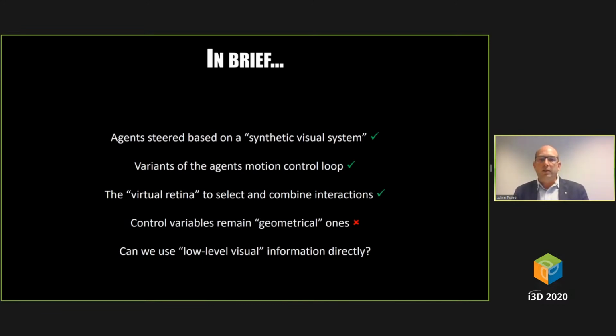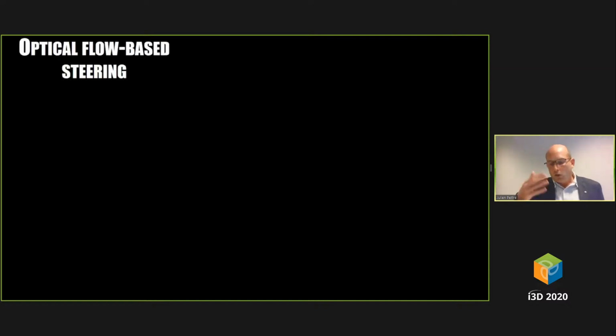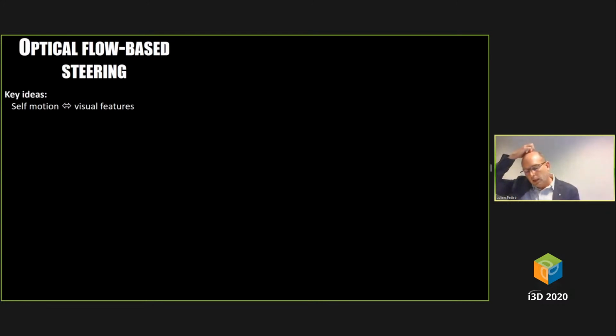So it looks like humans are perceiving this optical flow and controlling their motion from this. So we explored this idea of computing optical flows for agents and trying to steer them only based on this information. So the key idea is the following.